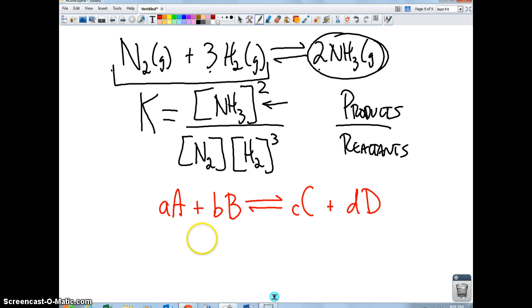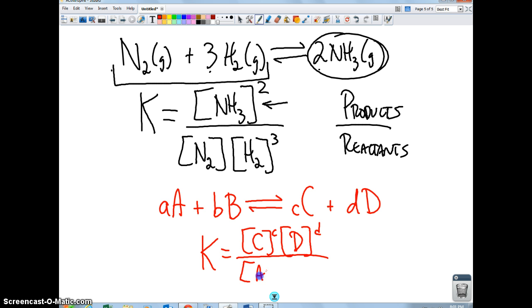And when we write an equilibrium expression, it will be K equals the concentration of C to the little c times the concentration of D to the little d divided by the concentration of A to the little a divided by the concentration of B to the little b. So there are going to be a couple things that we need to keep in mind when we do this. So what do we need to keep in mind?